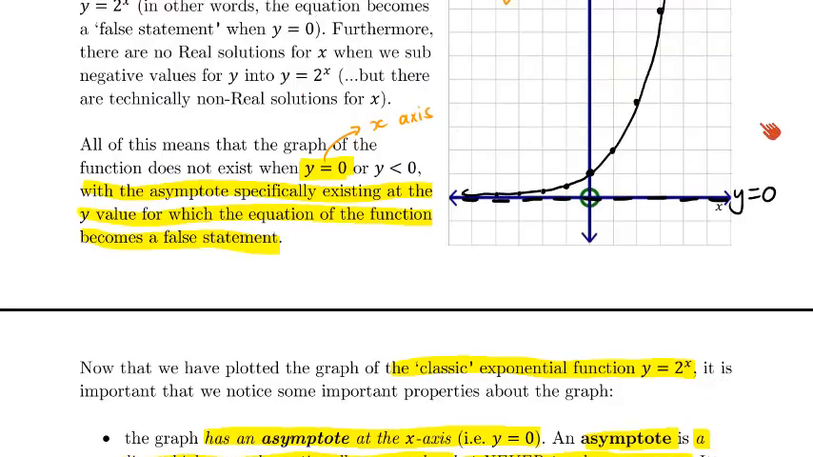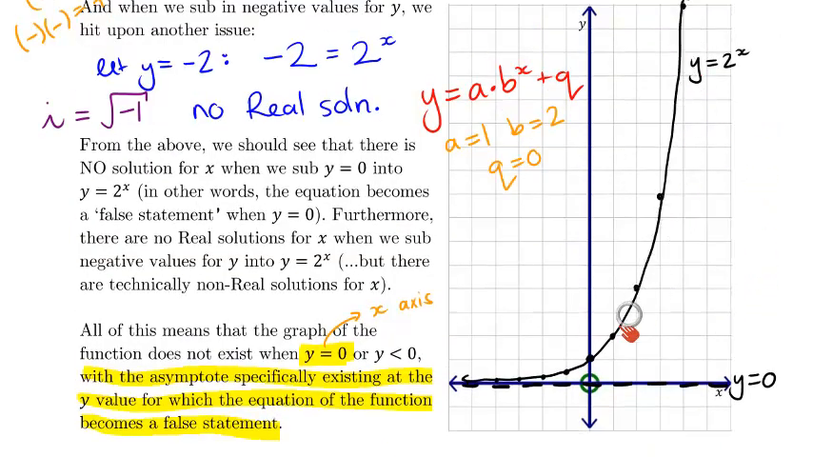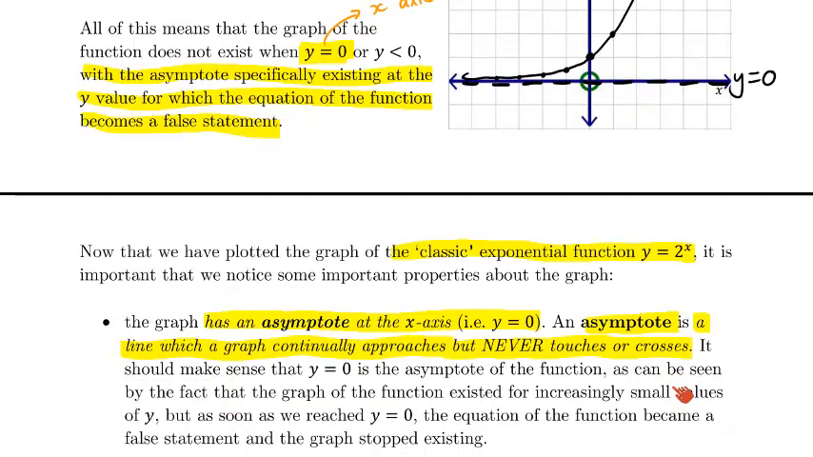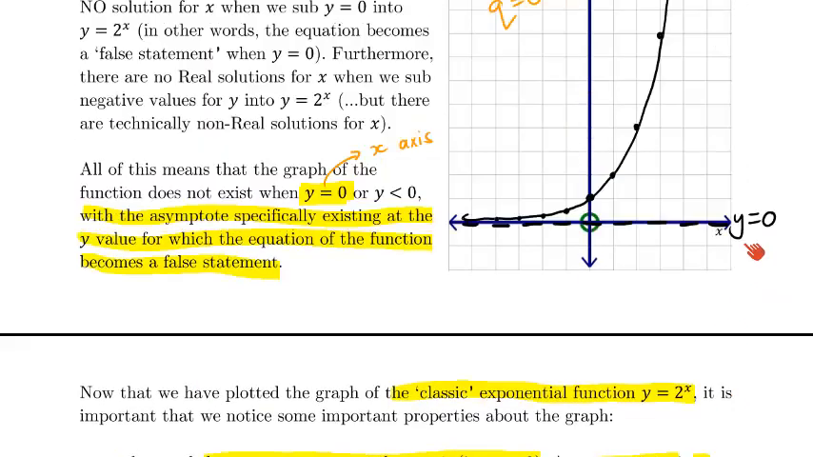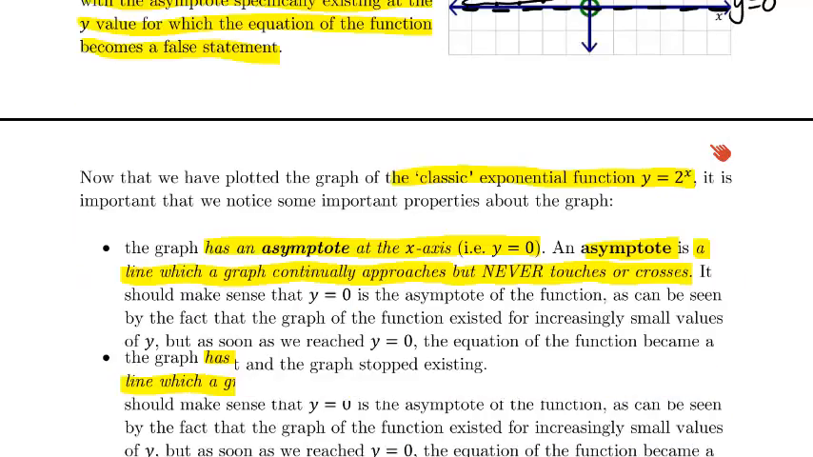That is what asymptotes show us, guys. The y value that we can get close to, but as soon as we hit it, the graph stops existing, hence why we have that dotted line over there. Okay. What else should we notice? We should notice that the graph has a y-intercept, but does not have an x-intercept, okay? This is for y equals 2 to the x. And the lack of x-intercept is because of the asymptote that lies on the x-axis, guys. Think about it. If the asymptote is the x-axis, where the graph is never allowed to touch it or cross it, then we're not going to have an x-intercept at all, guys.